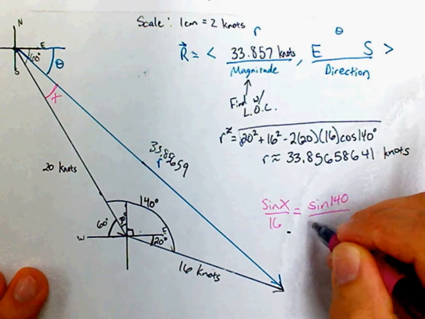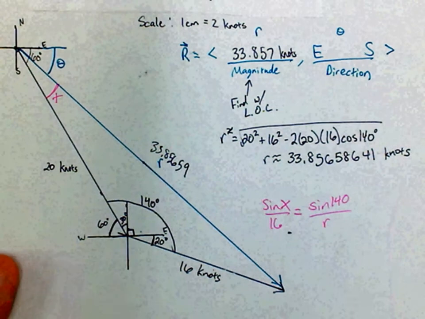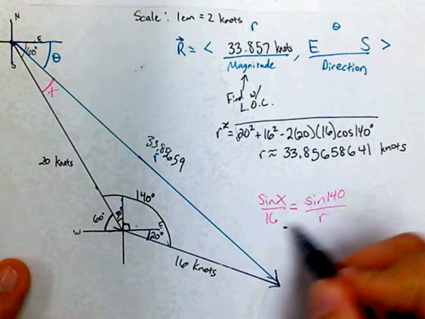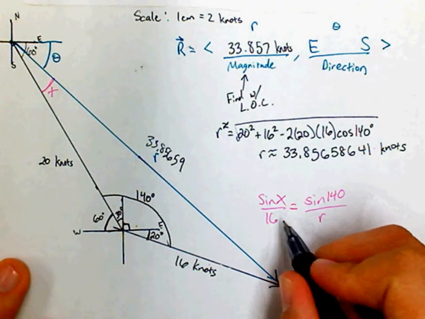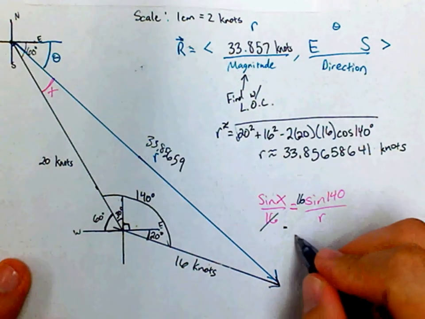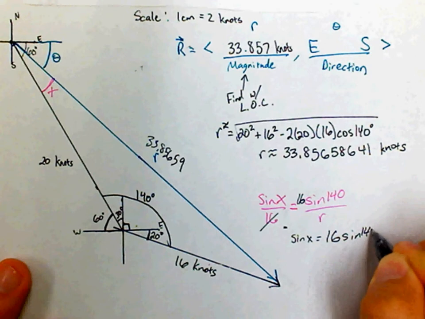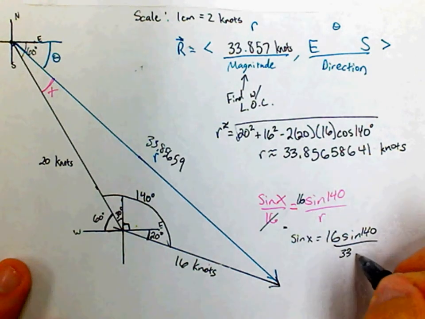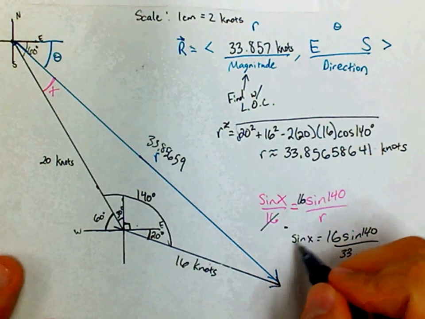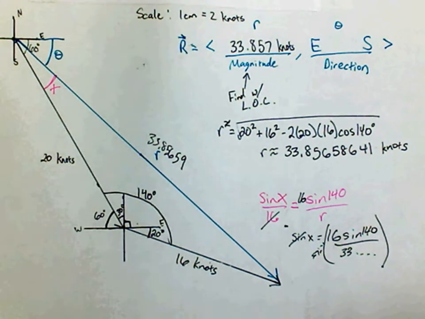I'm just going to say r, but it's this 33.8565. Well, I could solve that. Multiply both sides by 16 to get the sine x by itself. So then you'll get sine x equals 16 sine of 140 divided by this 33 number. And then to get rid of the sine, we'll do the inverse sine. That's all going to go in our calculator. Let's go ahead and do that before we get too far ahead.